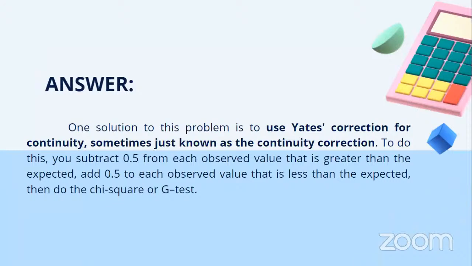The answer for the third question: one solution to this problem is to use Yates' correction for continuity, sometimes just known as the continuity correction. To do this, you subtract 0.5 from each observed value that is greater than the expected, and add 0.5 to each observed value that is less than the expected. Then do the chi-square or G-test.